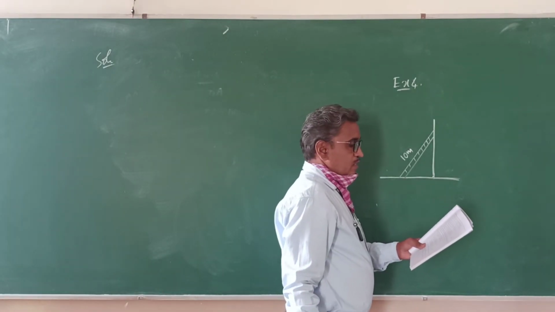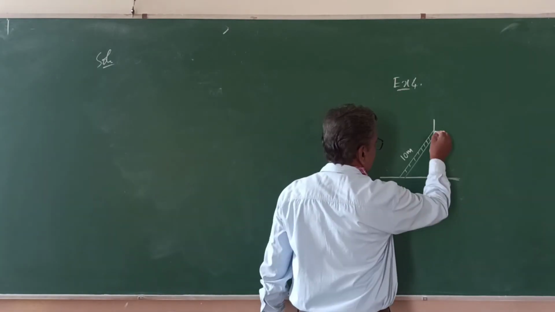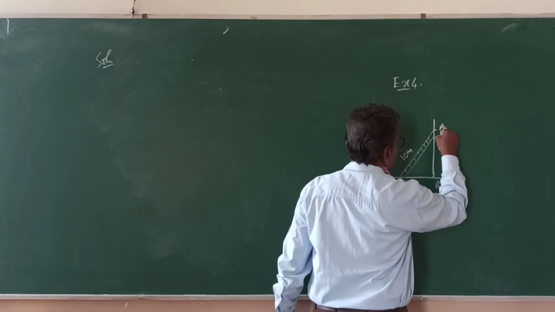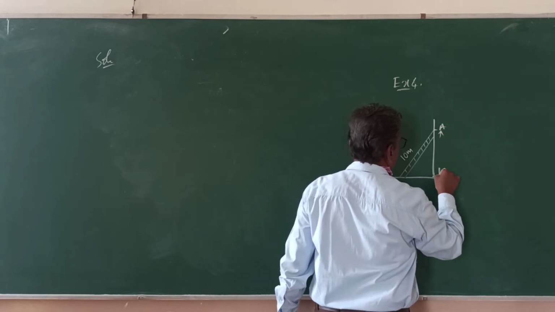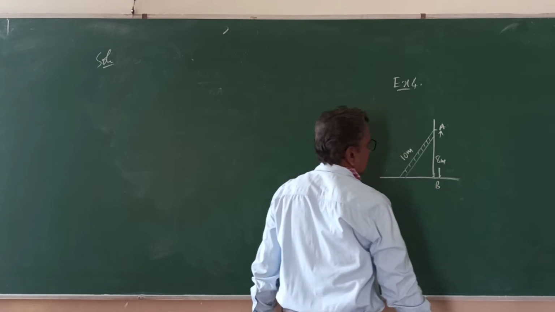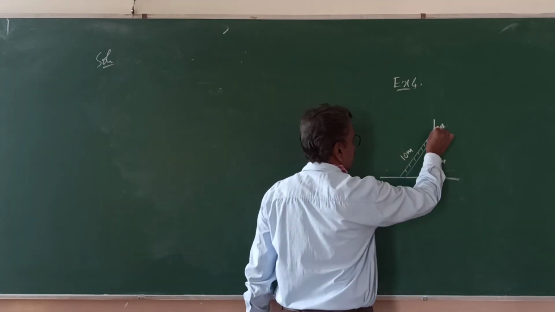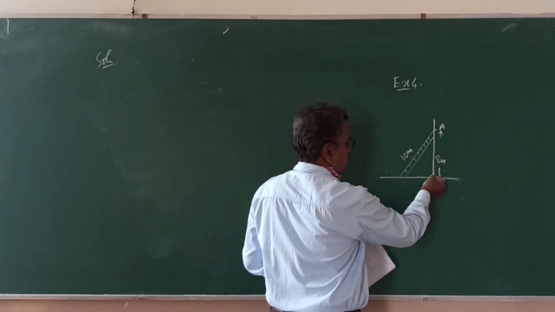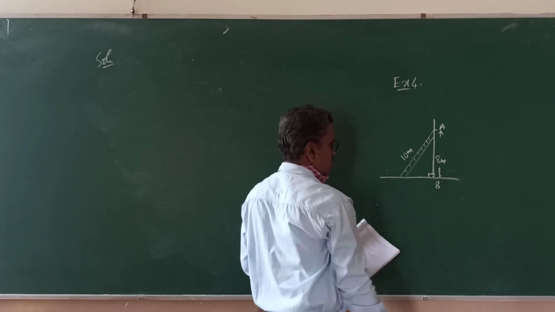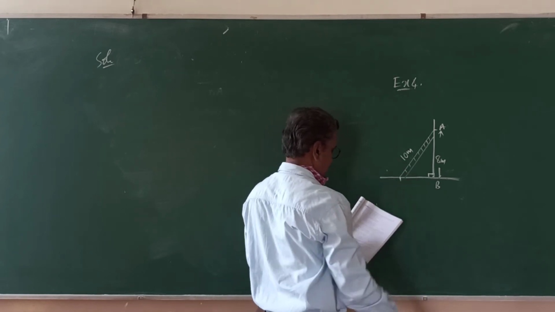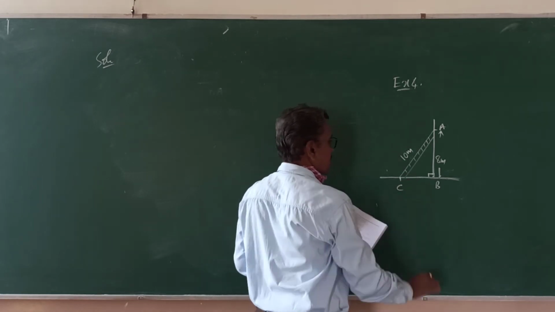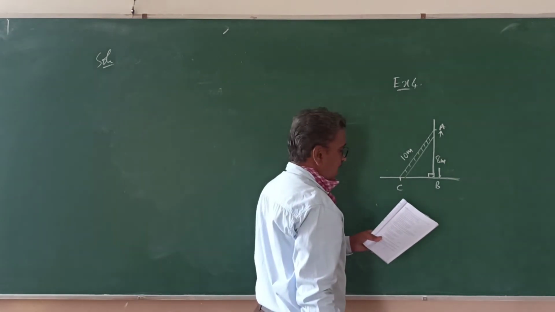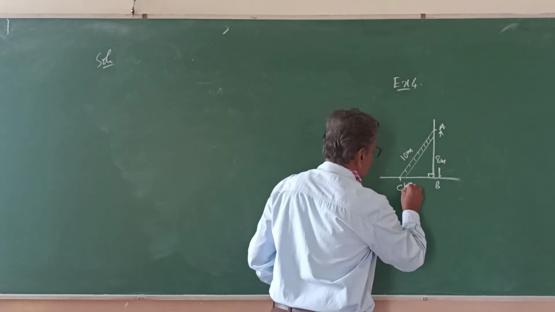A ladder 10 meter long reaches a window 8 meter above the ground. AB is the height of the window, the position of the window above the ground. And the wall is always perpendicular to the ground, very important here for the Pythagoras theorem. Then another point is C, where the ladder reaches the ground. Find the distance of the foot of the ladder from the base of the wall. This we are going to find.